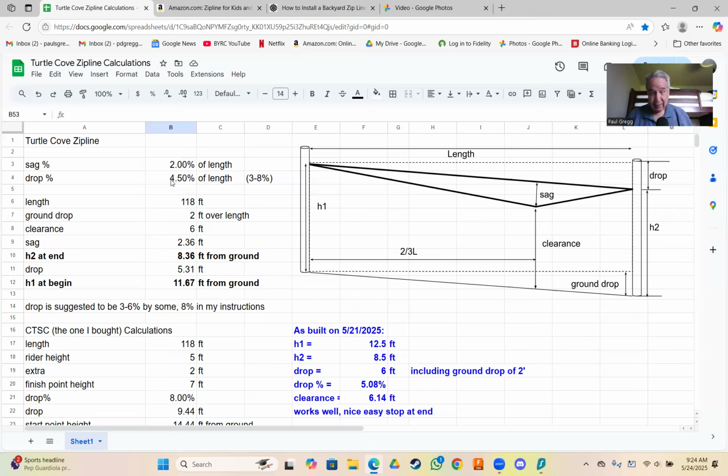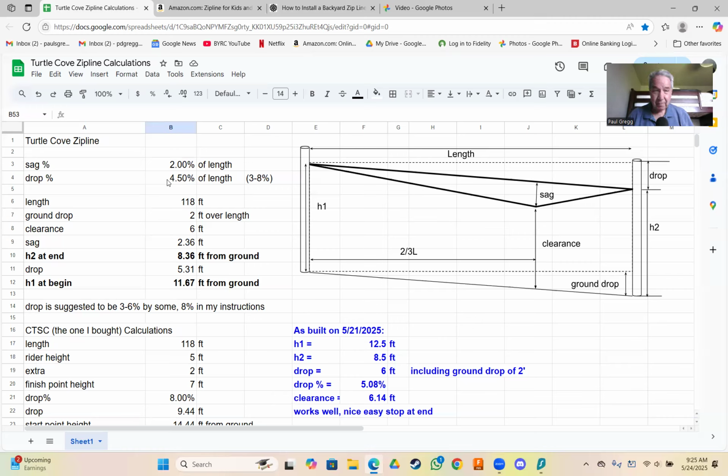But like I said, my kit said you can go up to 8%, which means it's probably just faster. But it's a trade-off. You can slope it more and it can go faster, but at the end you have to slow down and stop. If you're going faster, especially at the end, you can really hurt yourself. You can look up zip line fails on YouTube, and there are people running into trees and getting hurt.